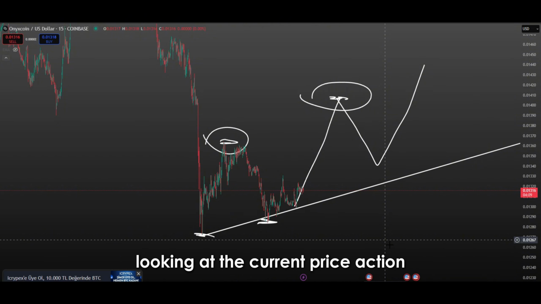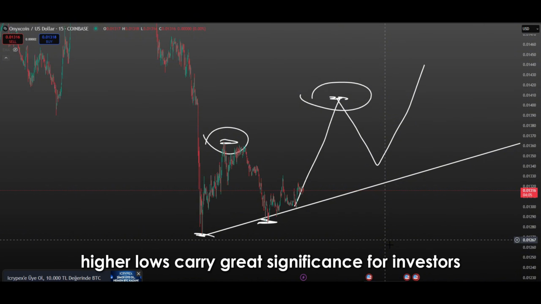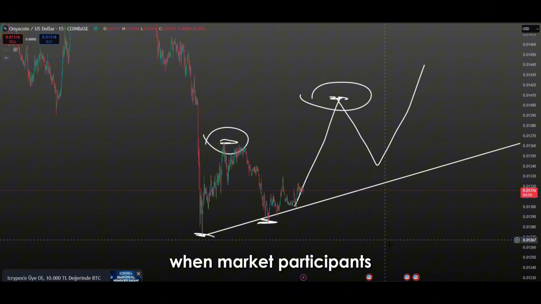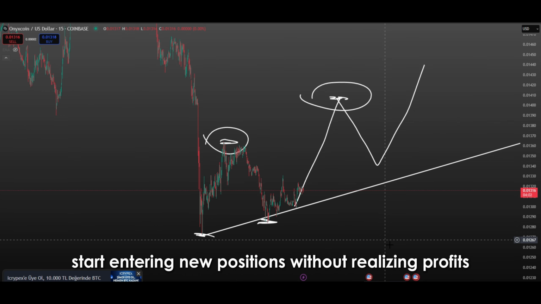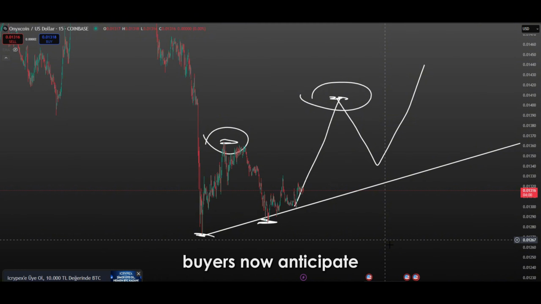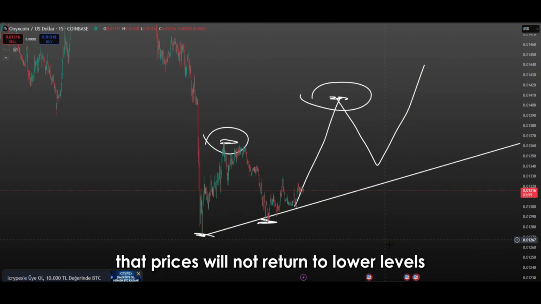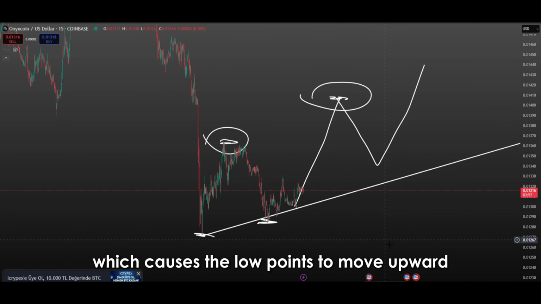Looking at the current price action, there are strong signals suggesting that this favorable structure may be taking shape. From a psychological standpoint, higher lows carry great significance for investors. When market participants who previously bought at lower levels start entering new positions without realizing profits, it reflects a shift in overall market sentiment. Buyers now anticipate that prices will not return to lower levels and are positioning early, which causes the low points to move upward.